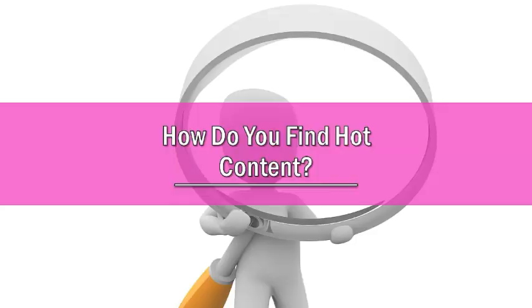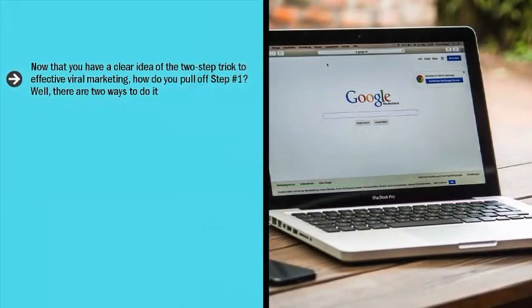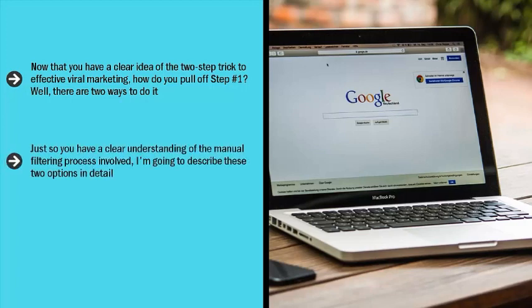How do you find hot content? Now that you have a clear idea of the two-step trick to effective viral marketing, how do you pull off step number one? Well, there are two ways to do it. You can take the hard way, or you can take the shortcut. Just so you have a clear understanding of the manual filtering process involved, I'm going to describe these two options in detail.